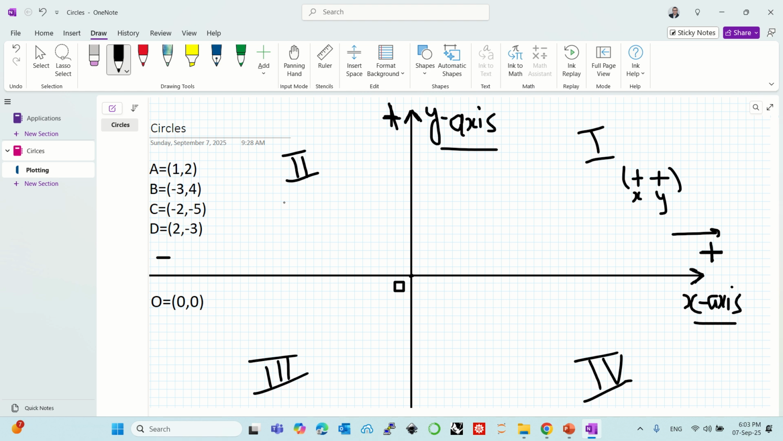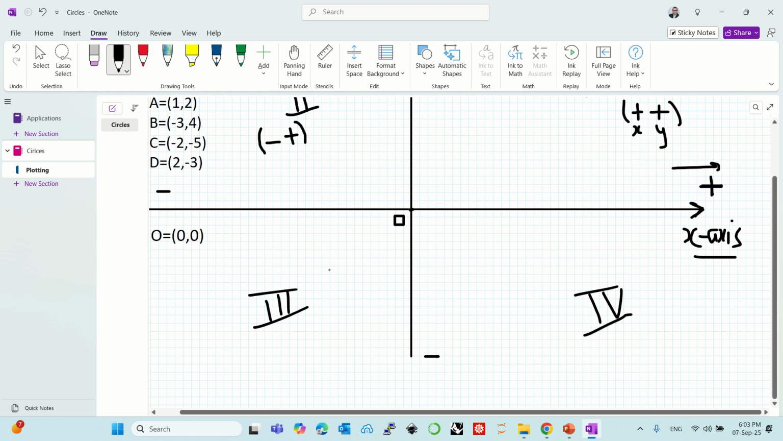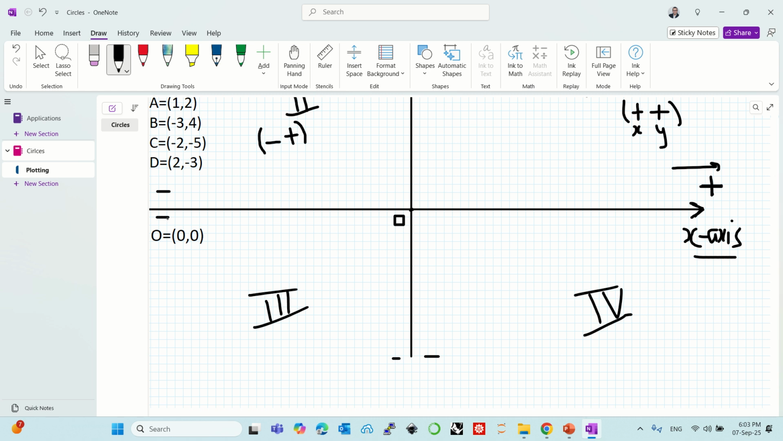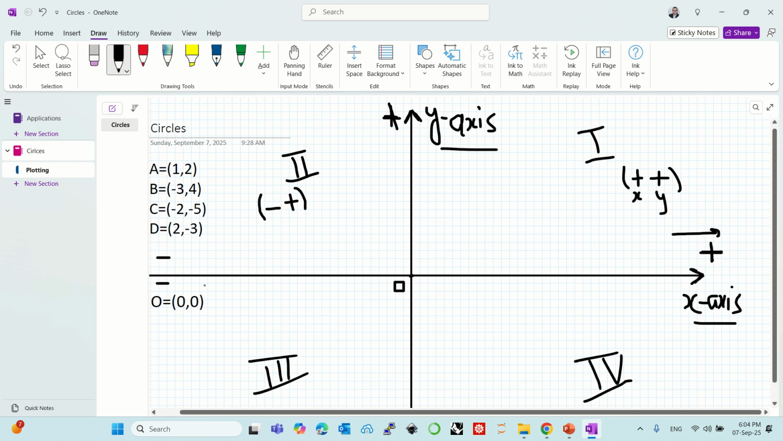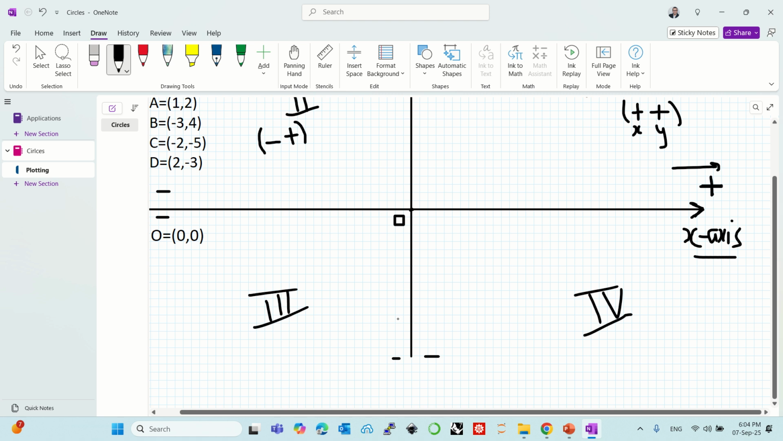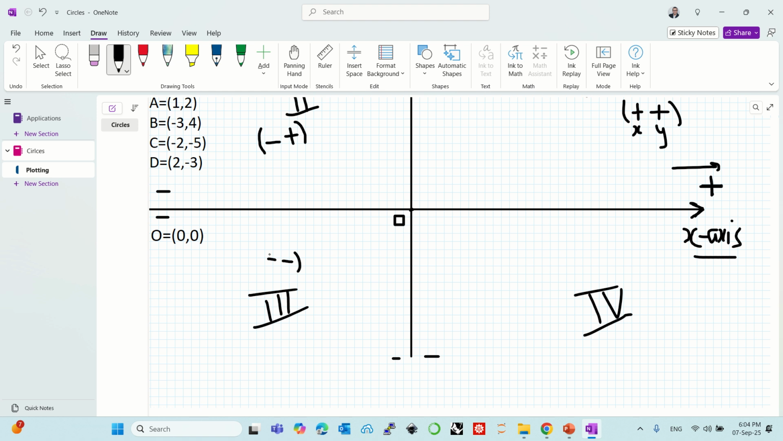If we go into quadrant 2, this is the negative part of the x-axis, and this is the positive part of the y-axis. So this is minus plus in quadrant number 2. In quadrant number 3, as you can see, both x and y are negative. This is the negative part of the x-axis, and this is the negative part of the y-axis below the origin, and we write them as minus minus.